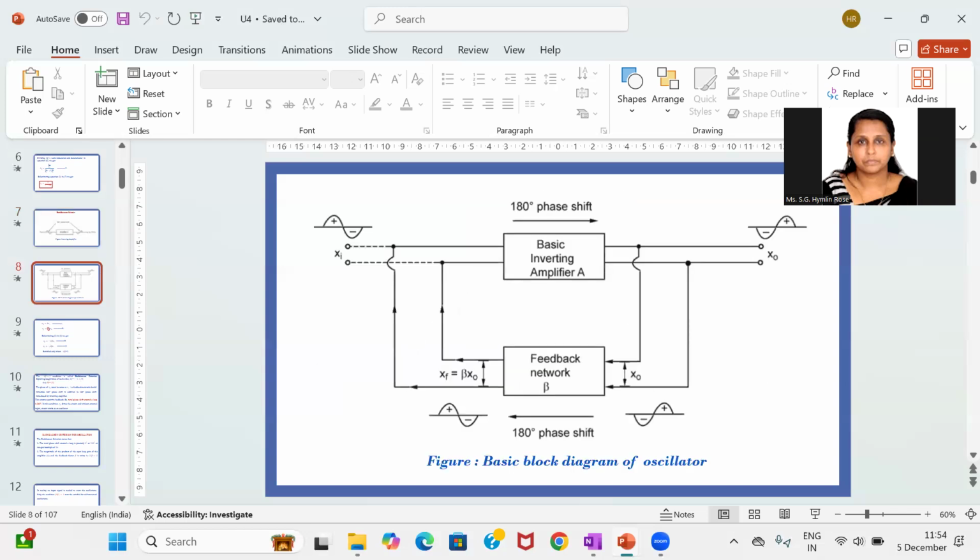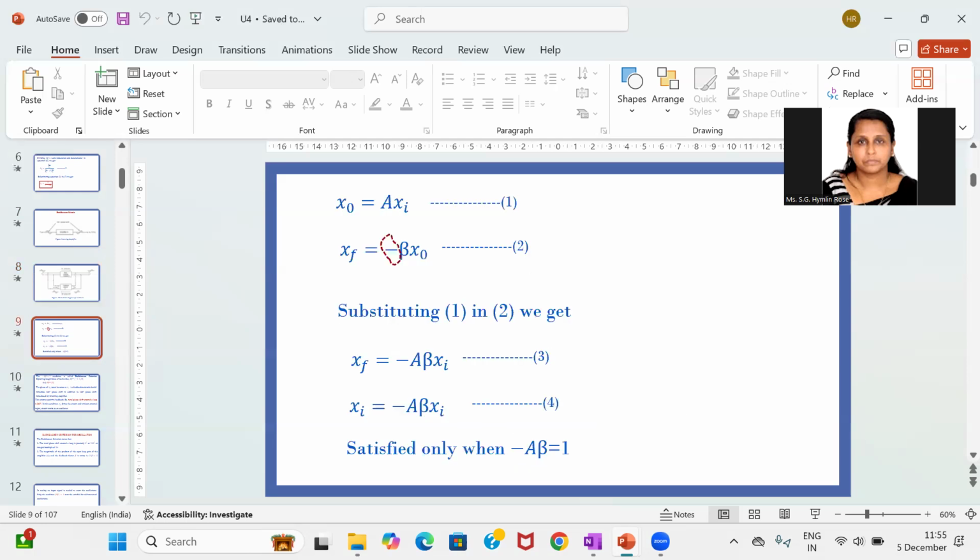So this is the basic block diagram of an oscillator. The two major components are the basic inverting amplifier with the gain A and the feedback network beta. The feedback factor is beta. That is, Vf, the output from the feedback, is equal to beta into Vo. Vo is the output which is fed back as input to the feedback network, and Vi is the input to the basic inverting amplifier, so the amplifier gain A is equal to Vo by Vi. So Vo equals A into Vi, and Vf equals minus beta Vo.